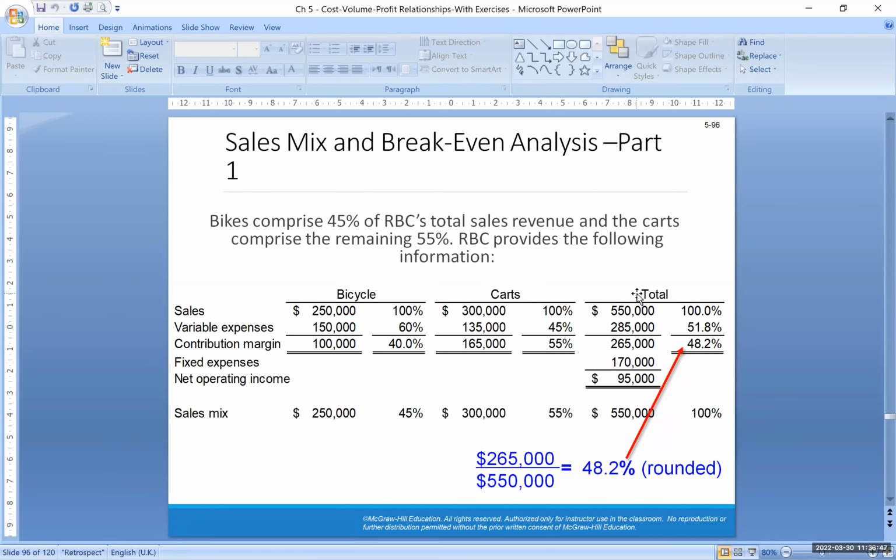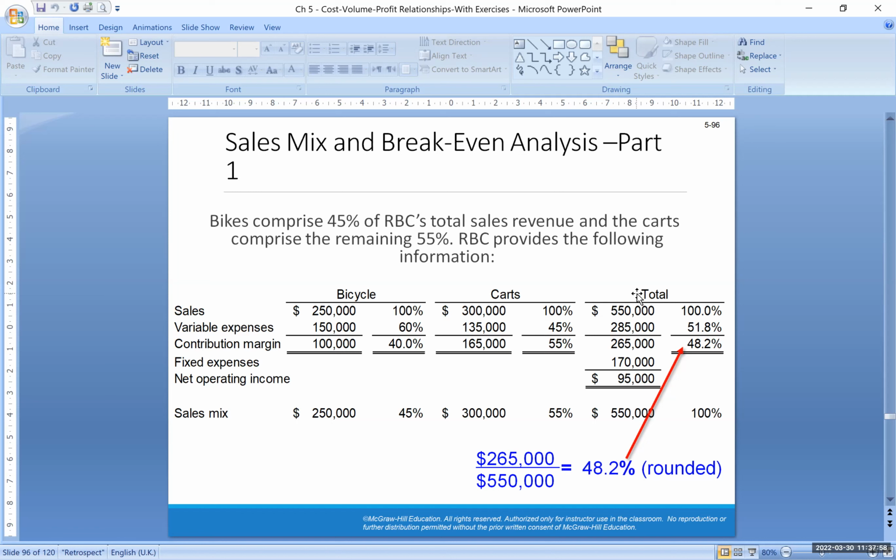Now, the total sales for the company is 550,000. The total of the variable costs is 150,000 plus 135,000, which equals 285,000. Now, 285,000 divided by 550,000 equals 51.8%. I'm calculating the percentage of the total variable costs to the total sales, 285,000 divided by 550,000, which equals 51.8%. So we need this percentage.